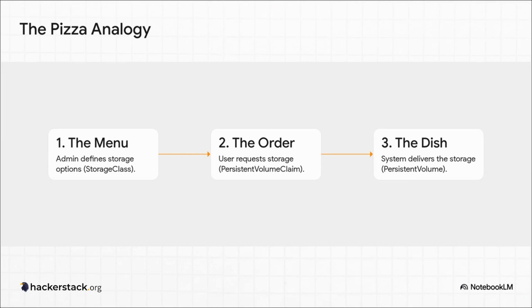First, the cluster admin, kind of like the restaurant owner, creates a menu of what's available. Then, a developer, the customer, places an order from that menu. And finally, Kubernetes, the kitchen, automatically prepares and delivers the dish, the actual storage. Let's break down each one of these.